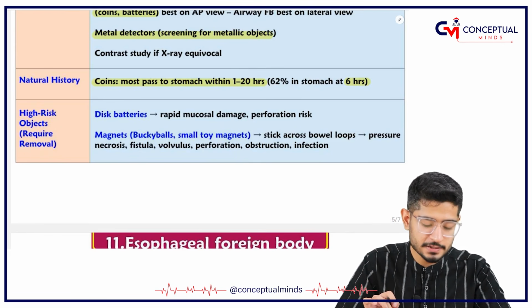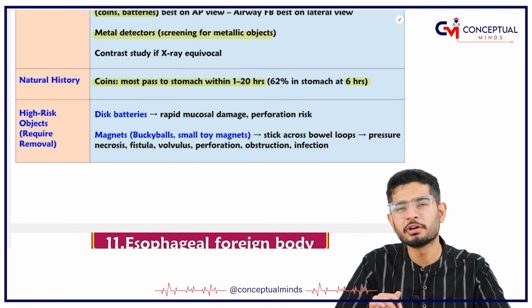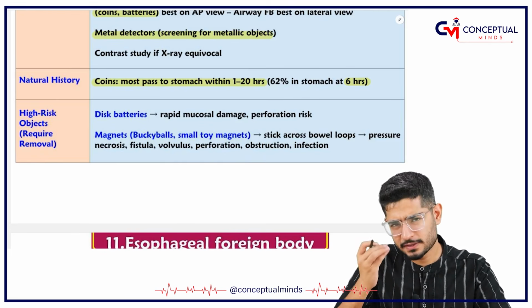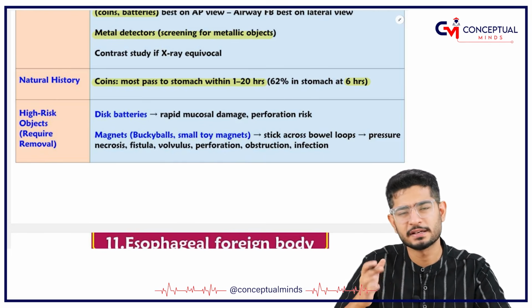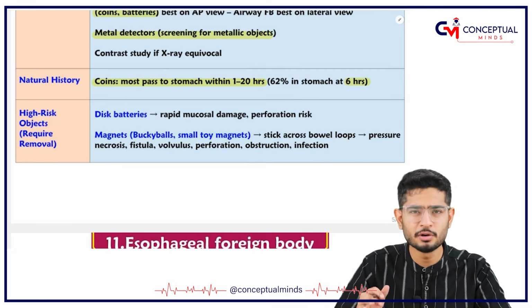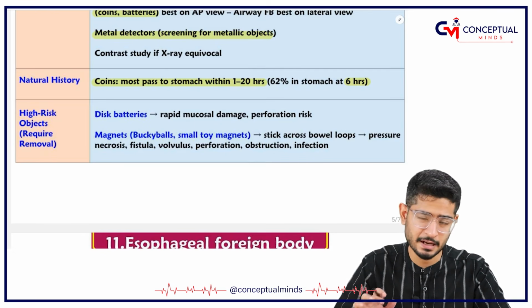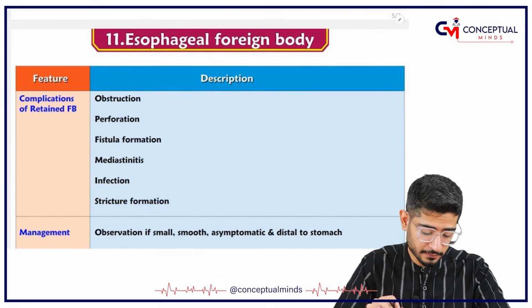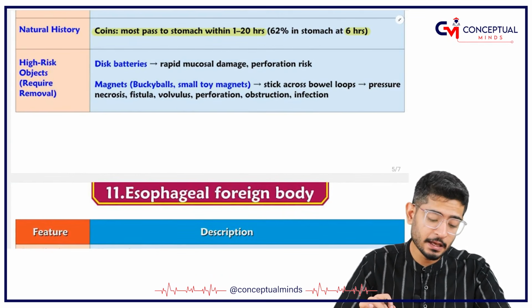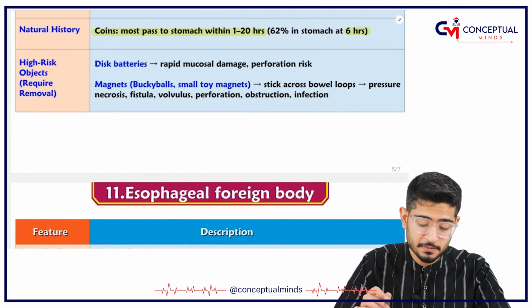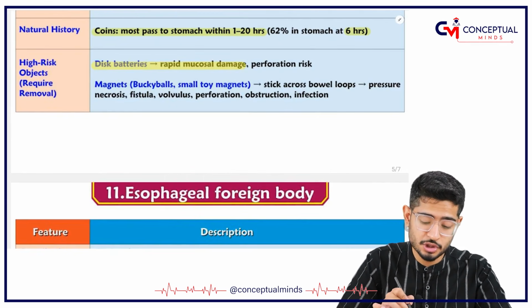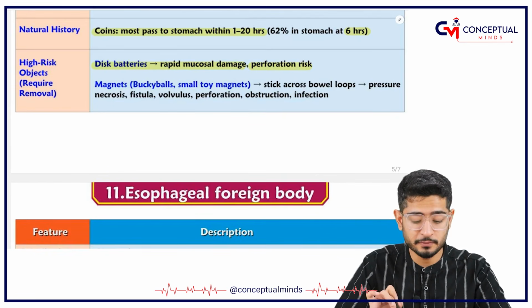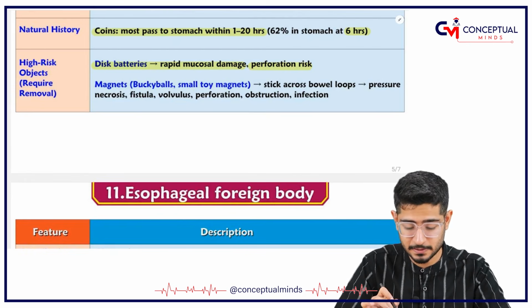But see, coins are okay, fine. If the coin is going, we generally don't perform surgeries, because the esophagus is the narrowest opening. Rest all the openings like the duodenum and jejunum are bigger ones. So the coin is going to be expelled once after 6 hours it reaches your stomach. But what is important in all these things is the disc batteries. Disc batteries have a very huge chance of damage to the mucosa. They have a very huge chance of perforation.